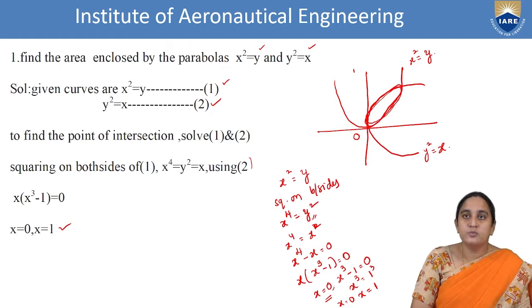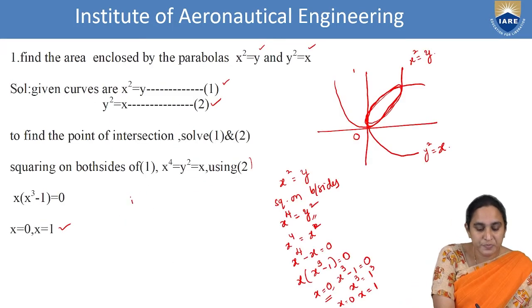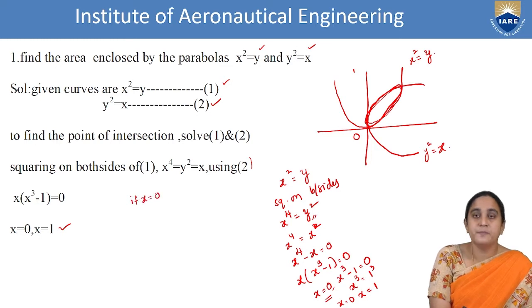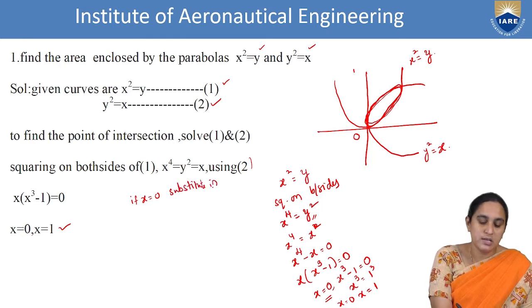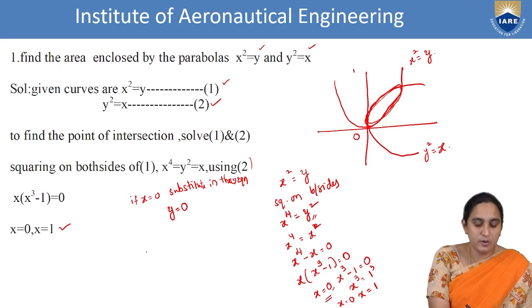Okay, x is equal to 0 and 1. If you know the x values, then we can easily find the y values by using either the first equation or the second equation. I'll substitute here. If x is equal to 0, substitute in the first equation. From that we get y is also 0. Y is equal to 0.